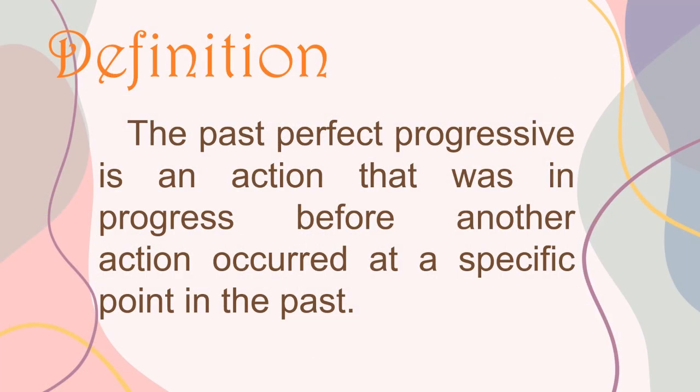Definition. The past perfect progressive is an action that was in progress before another action occurred at a specific point in the past.